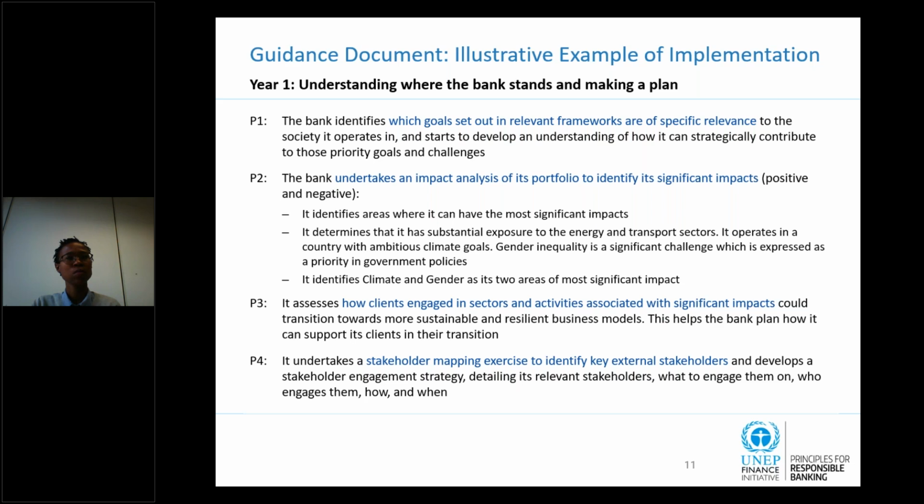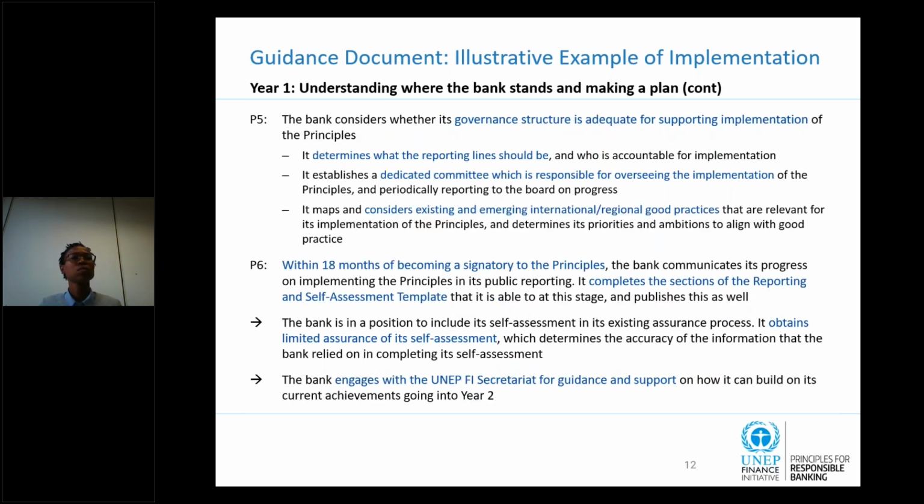Then on to principle 5. And here the bank is reflecting on its governance structure. Is the governance structure adequate to support the implementation of the principles? And it works through what are the reporting lines, who's accountable for implementing these actions around climate and gender, and who is going to oversee that. So in this case, it decides to establish a dedicated committee, and it's going to be responsible for overseeing the implementation of the principles, and then periodically reporting up to the board on progress, and in particular around these two key dimensions.